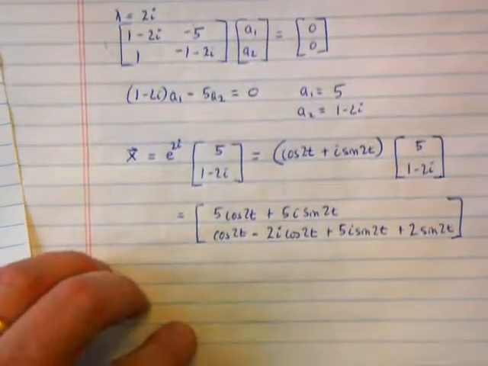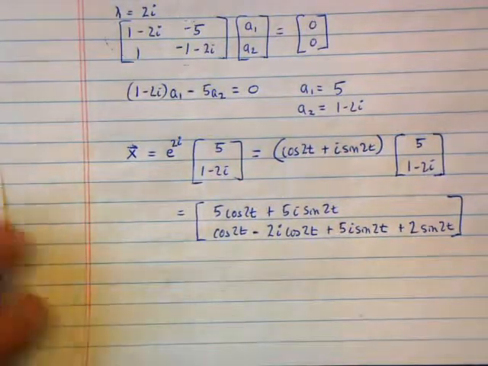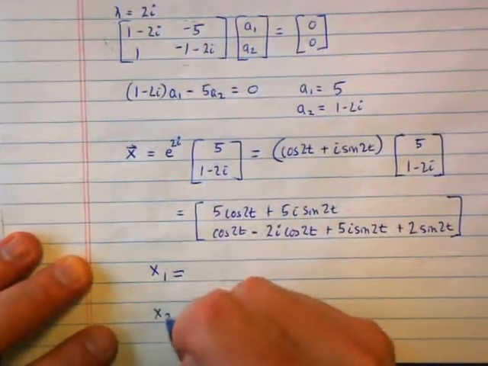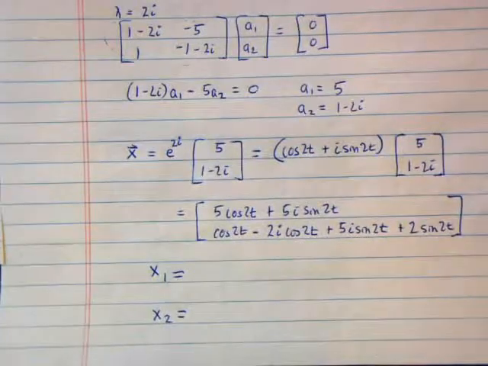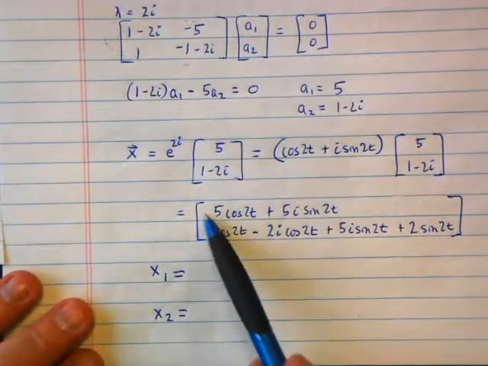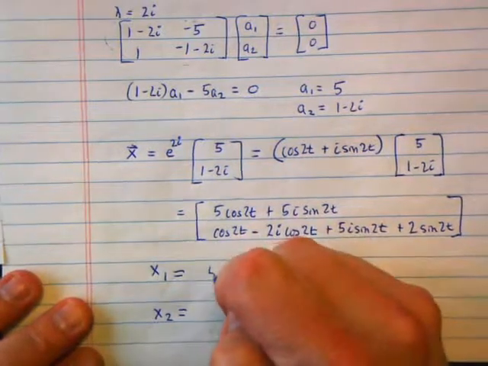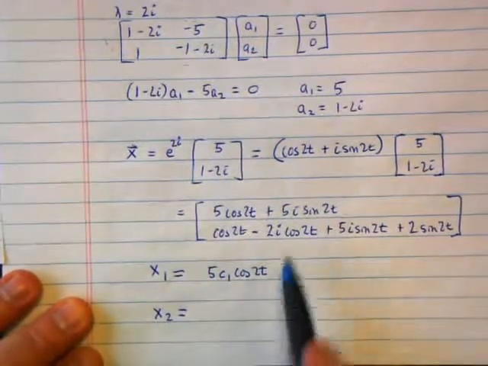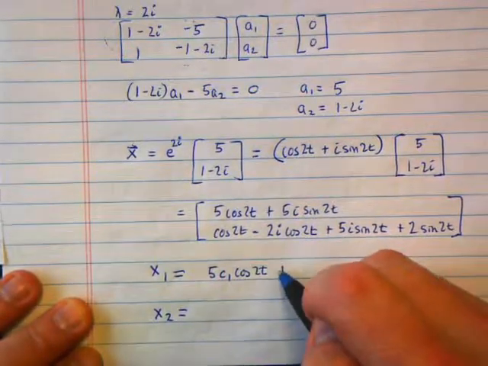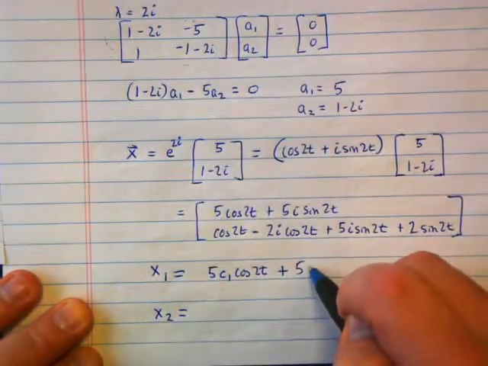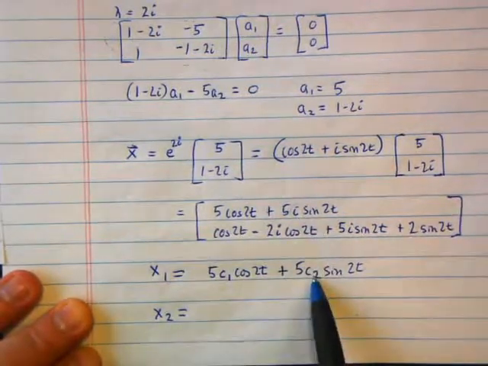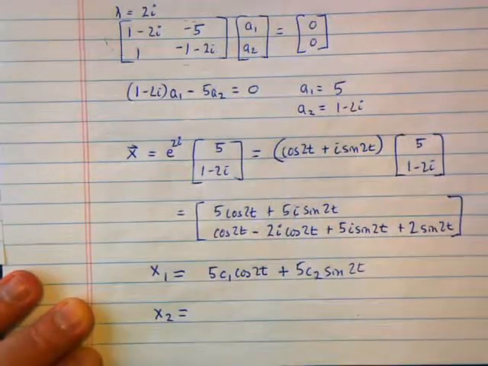Here's my final answer. The final answer is x1 and x2. To write down x1, you're going to have the real portion, so you're going to have 5c1 cosine 2t plus the complex portion. The complex portion is plus 5c2 sine 2t. We absorb the i with the c2. c2 is just a constant, so c2 absorbs that i into it. i is just a constant also.